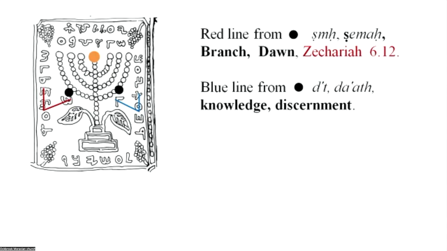Now, the red cluster on the left grows out of the letter that is SH, and the blue cluster on the right grows out of the D letter. And those two, the sh and the d, are representing Shaddai, the great lady, the breasted lady.